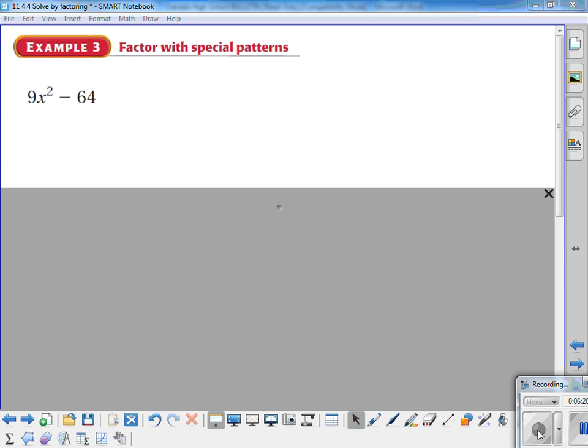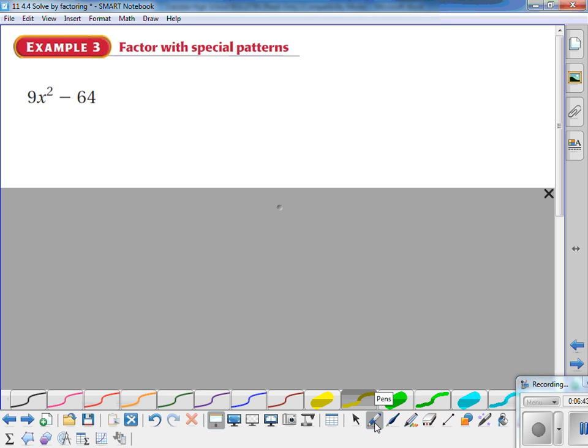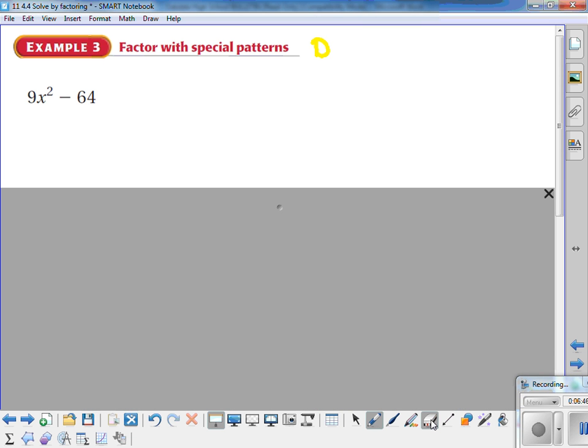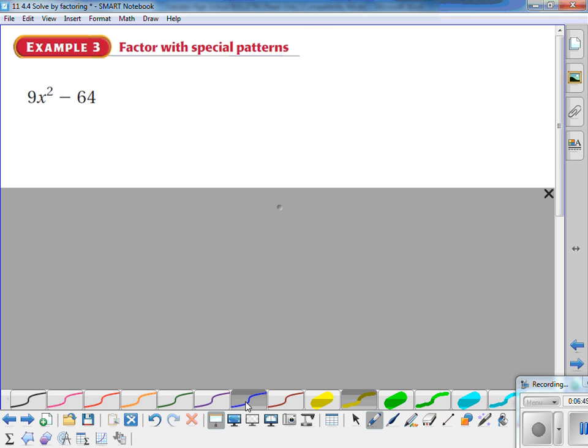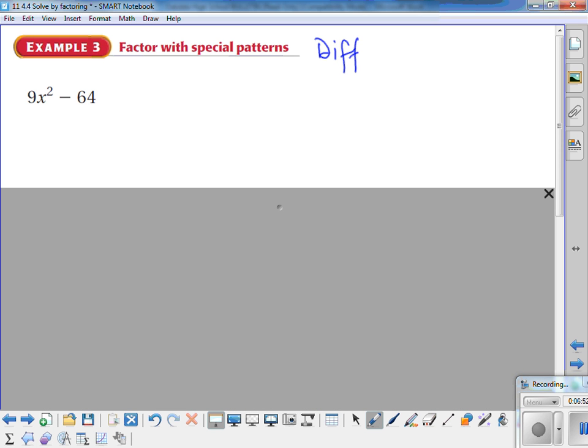Okay, so now we're going to factor with our special patterns. Is 9x squared a perfect square? Yes, it is. Is 64 a perfect square? And when I subtract, what do we call that answer? The answer to a subtraction problem is the difference. So that means this is the difference of squares. All right, so if it's the difference of squares, that means something when we factor it. It means we end up with different signs.